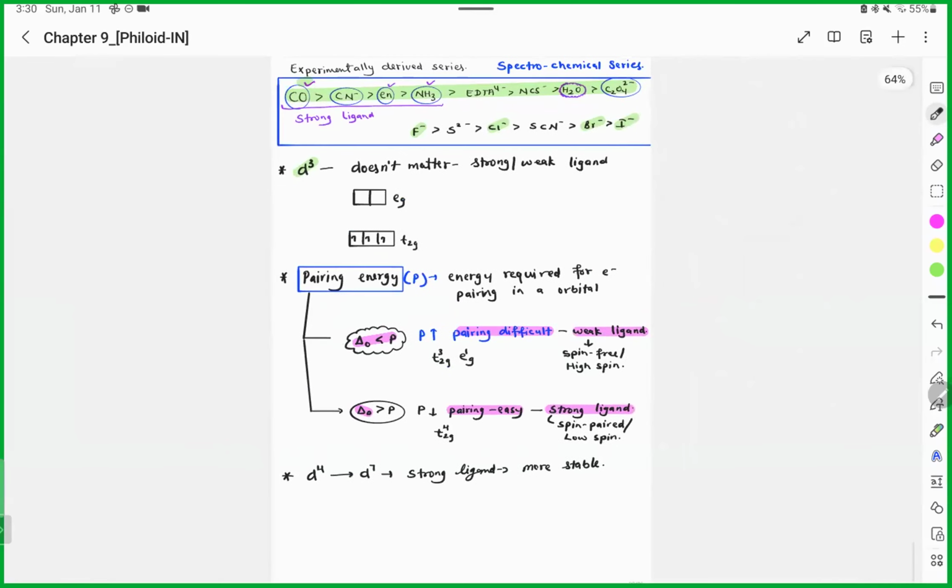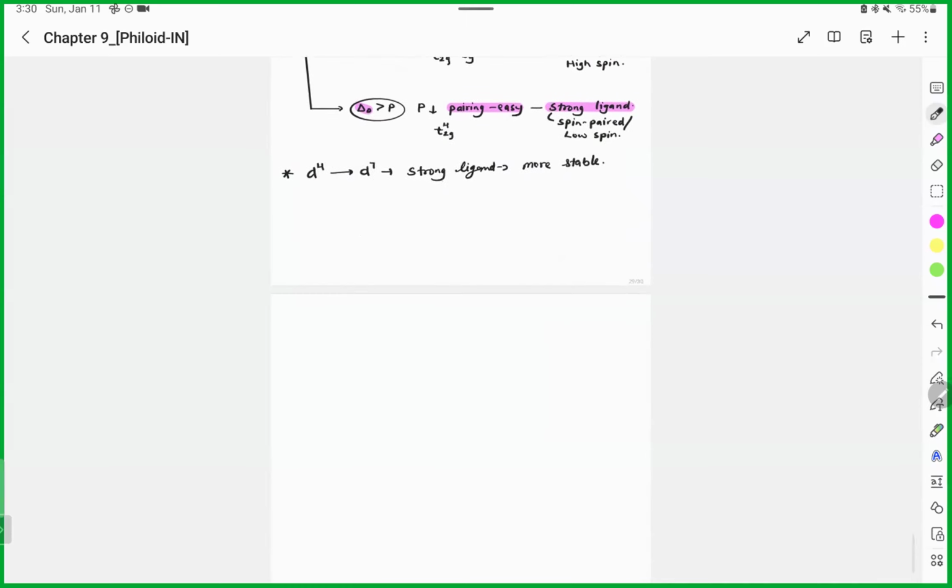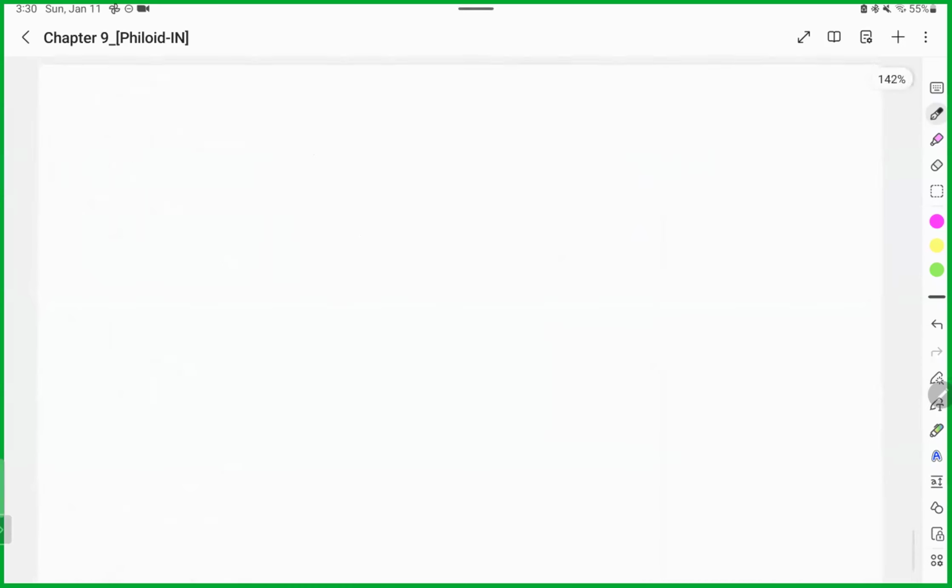Now tell me, was it really difficult? The spectrochemical series will take time to understand. But you understood the key: if the ligand is weak, it will not cause pairing, because pairing energy is very high. But if pairing is happening, it means the energy required is very less. So this is the situation, and the octahedral situation is done. Tetrahedral is just opposite to this.